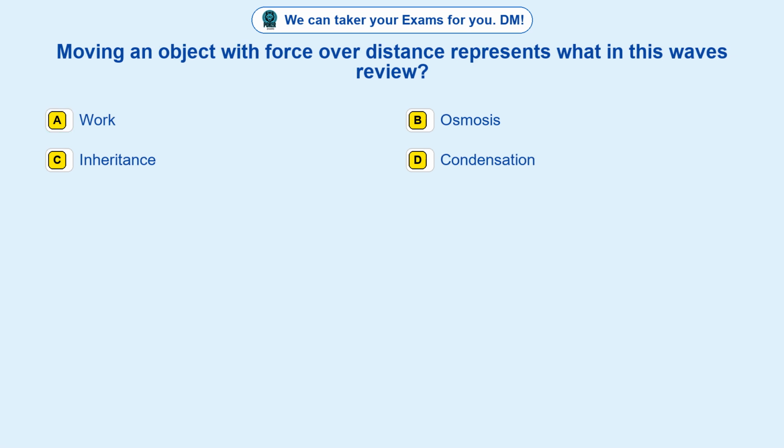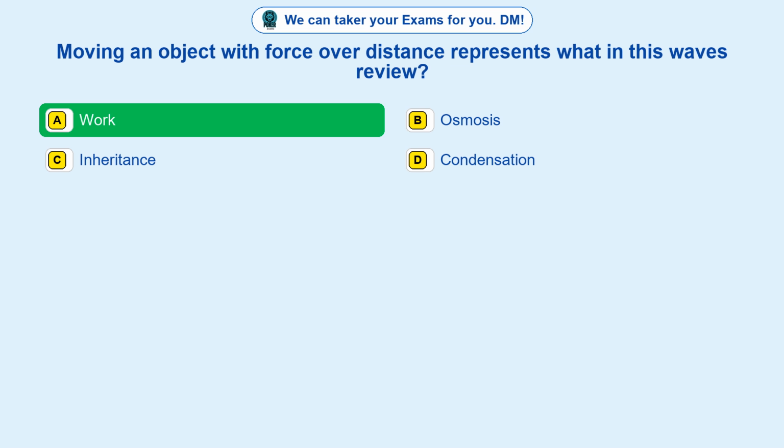Question 59. Moving an object with force over distance represents what in this waves review? Option A, work. Option B, osmosis. Option C, inheritance. Option D, condensation. The correct answer is option A.